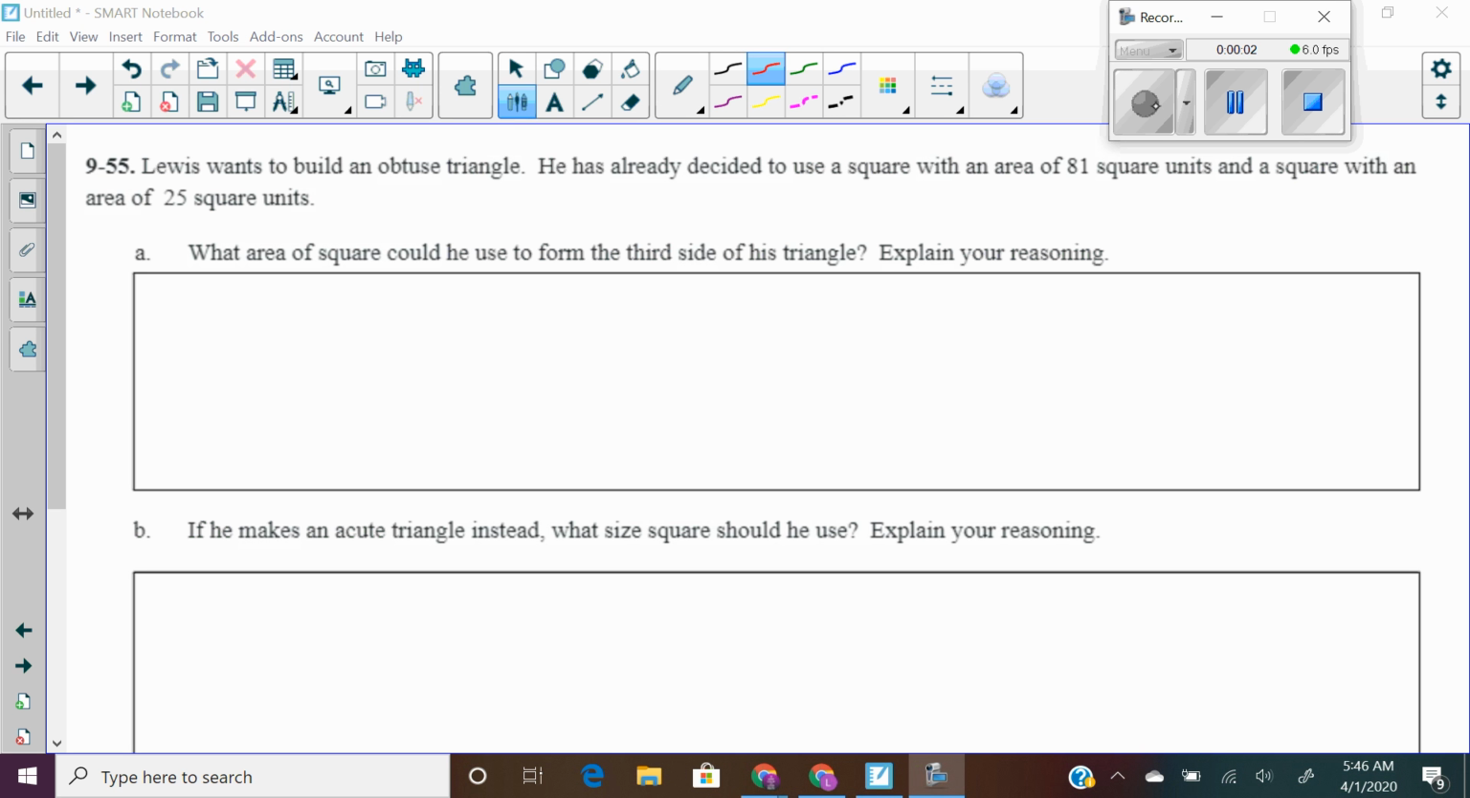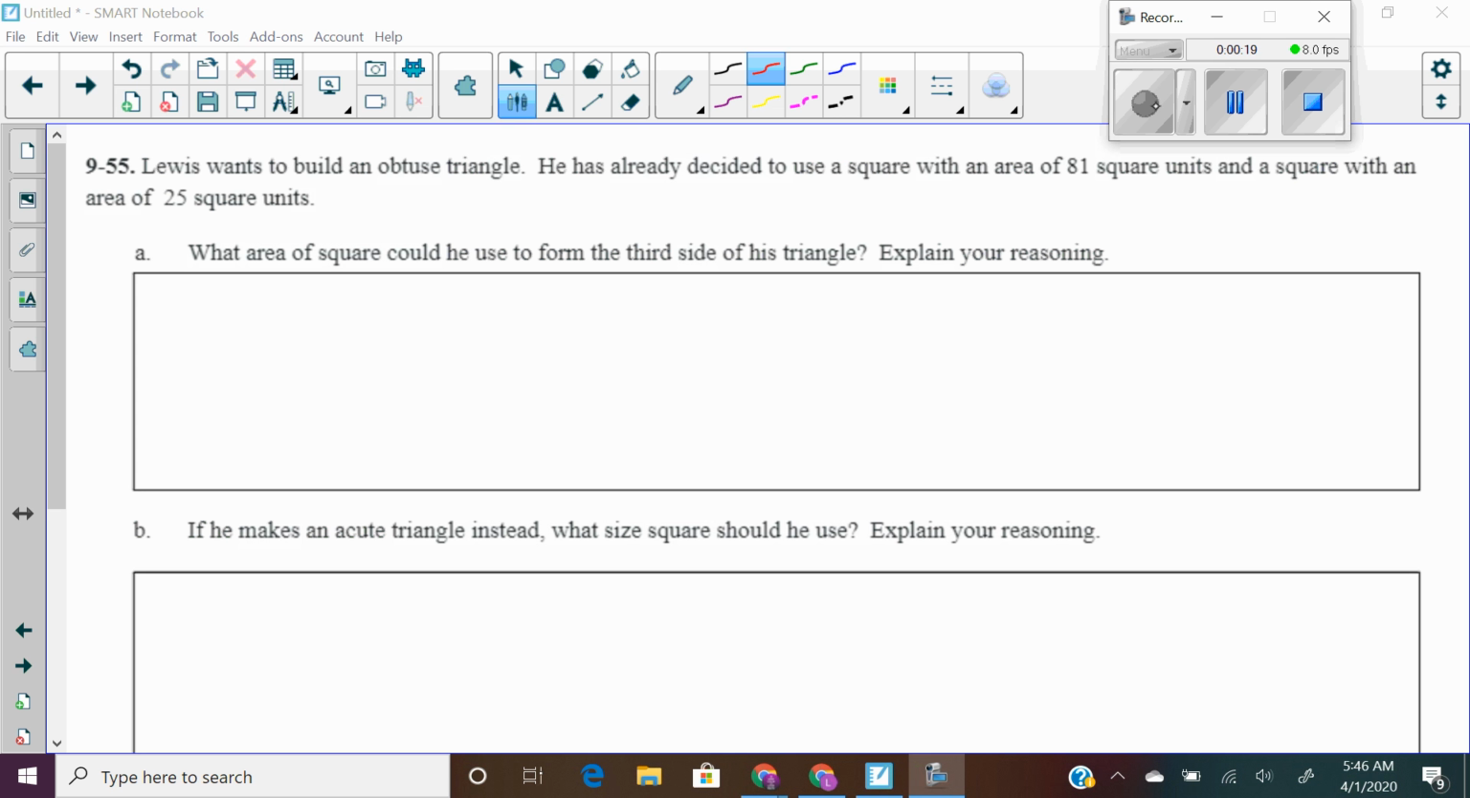Okay, this problem says Lewis wants to build an obtuse triangle. He has already decided to use a square with an area of 81 square units and a square with an area of 25 square units. What area of the square could he use to form the third side of his triangle? Explain your reasoning. So he has squares with areas of 25 and 81.